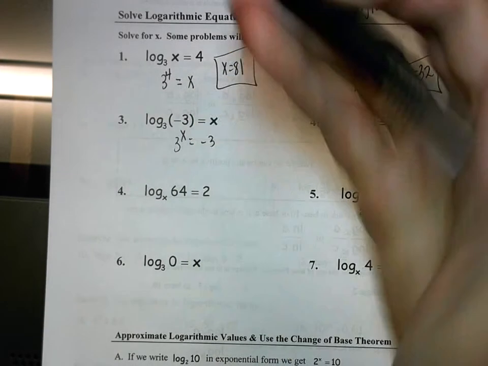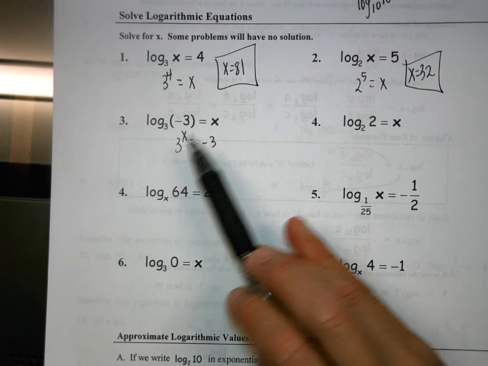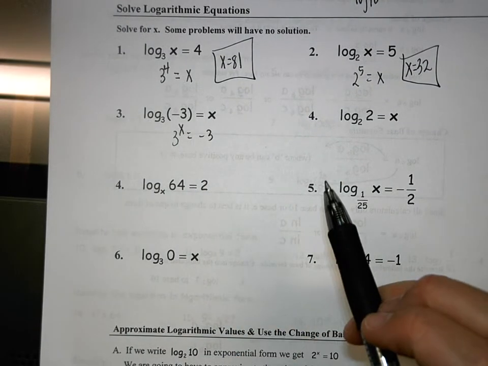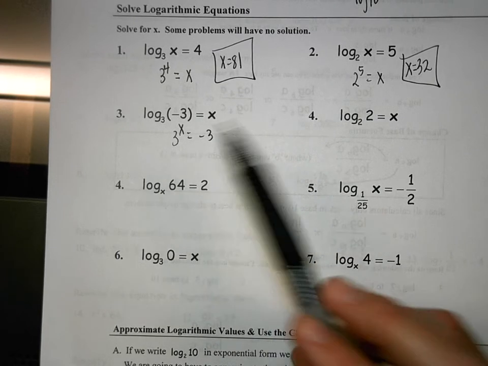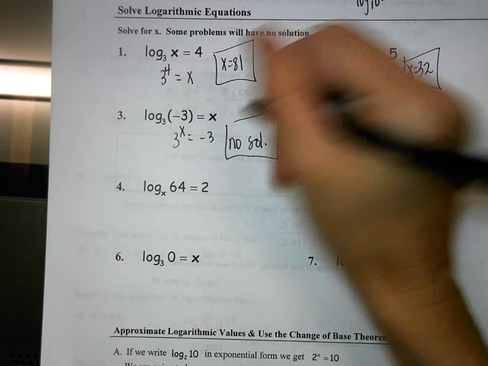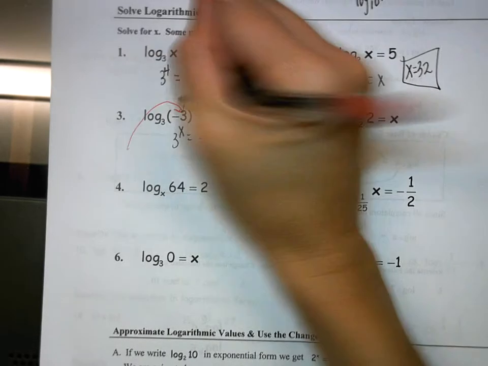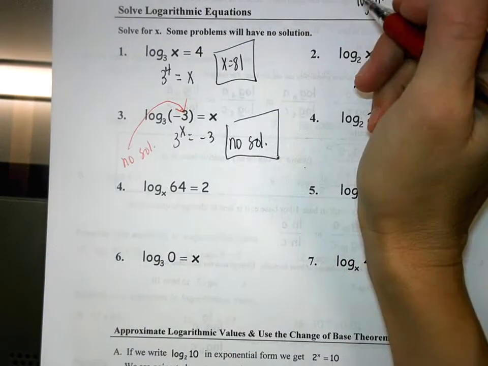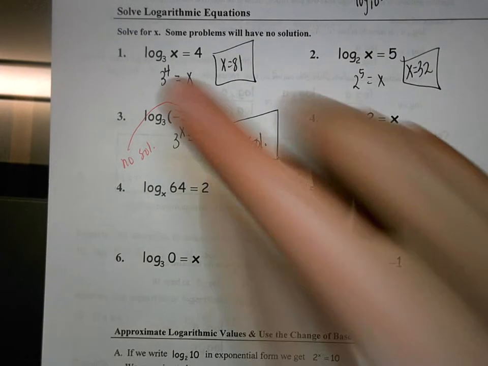Okay, is there any exponent value that I could put here that would end up making this answer -3? If you do -1, it actually changes it to what? 1/3, right? And so this one is no solution. Anytime you have a negative in this spot, it's no solution. So I'm just going to put no solution, or you can do an arrow or whatever. So anytime you see a negative there, the answer is no solution.